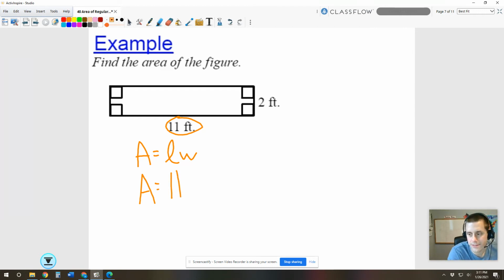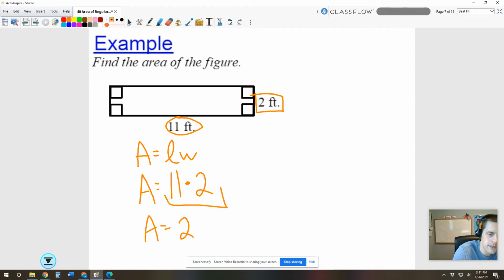Because the length is touching the width with nothing in between, means we're going to multiply. And then we need a value for the width. The width is over here on the other dimension. It is 2 feet. Let's go ahead and perform our calculation. 11 times 2 is 22. And because we are measuring area, those are square units. In this case, they should be square feet. You could also shorthand that 22 square feet with the feet to the second power.